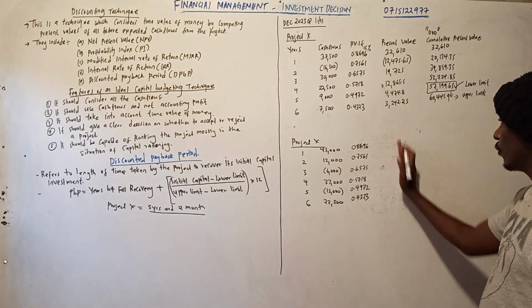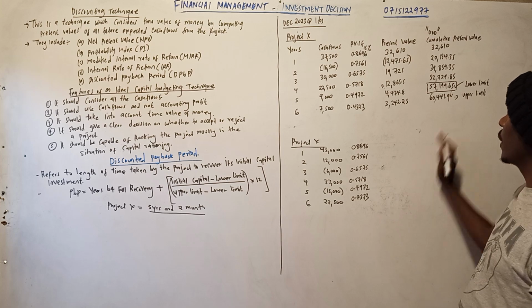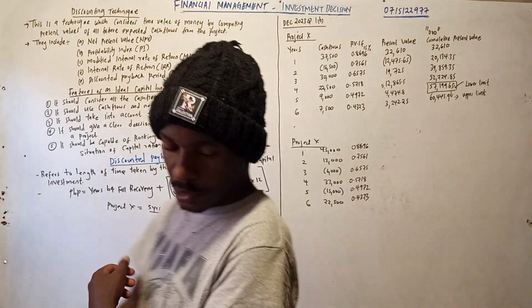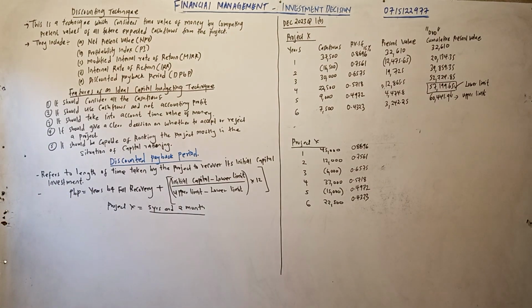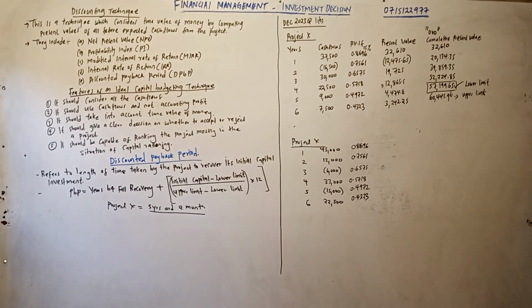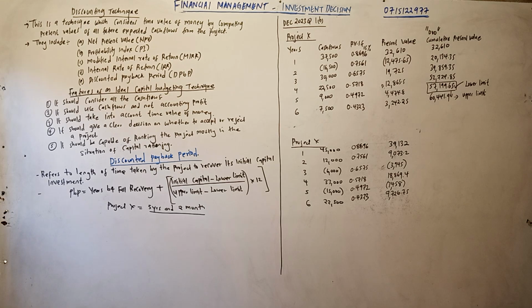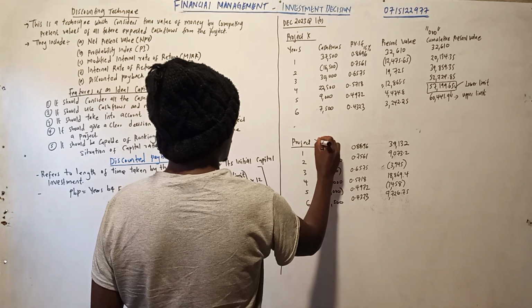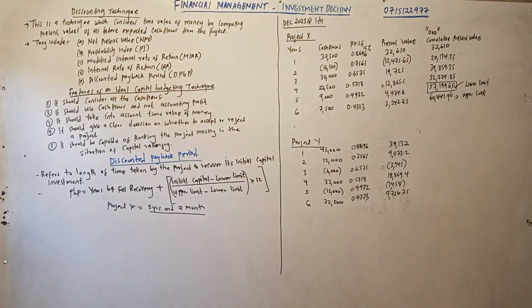Get the present value. Then after we get the present value, we get the cumulative. So let us do it together. So do it on your side also. So those are my present value for project, not project X, project Y. Supposed to be project Y. So those are the present value for project Y.